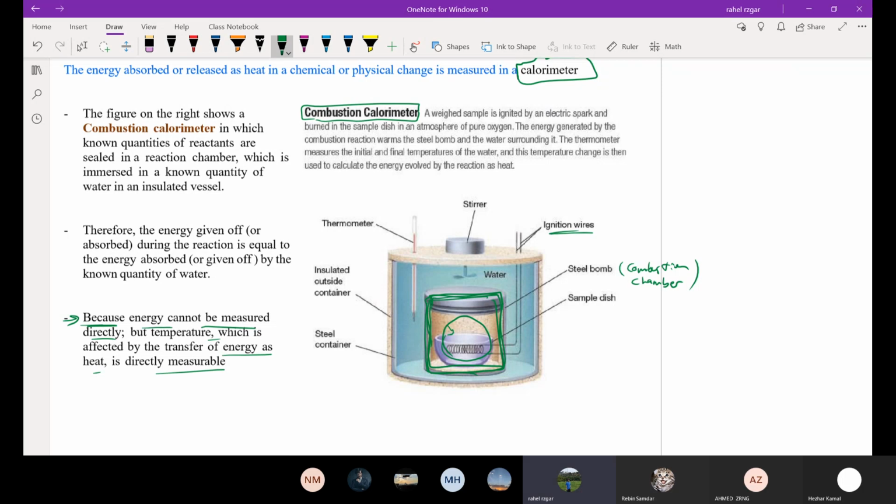So when the combustion reaction occurs, you know, combustion reaction is burning, it will release a lot of energy. So the energy will be released to the outside of this bomb, or the outside of this chamber. This is steel, so it will conduct heat very well. But this steel bomb is also immersed or put into another container, a big container.